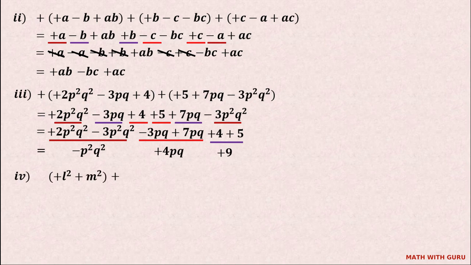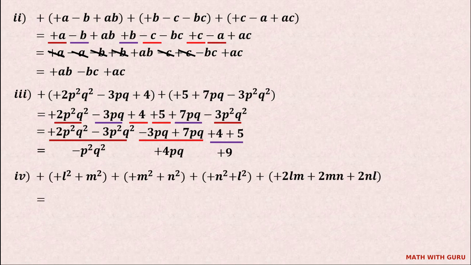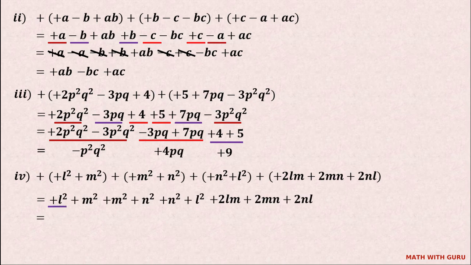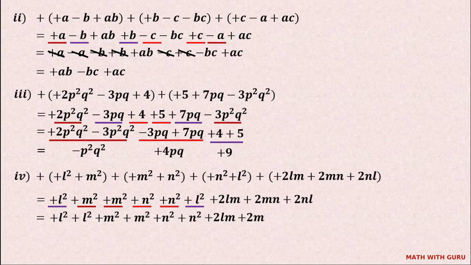Fourth one. Let us write down the expressions inside pairs of brackets. Now open the brackets. Quite simple. Collect the like terms like this. These are the like terms. Now these three remain as they are because they don't have any like terms.